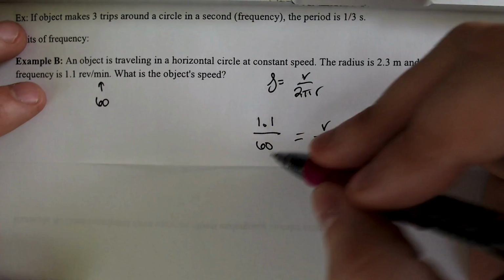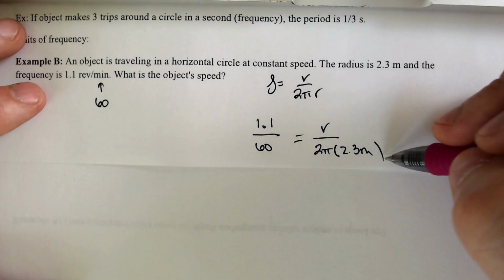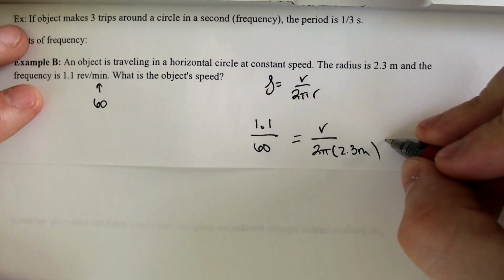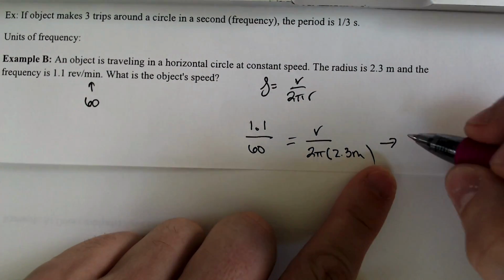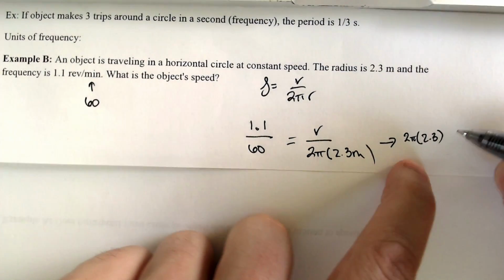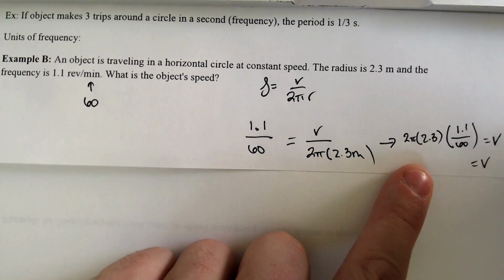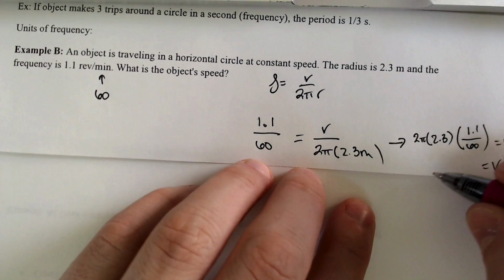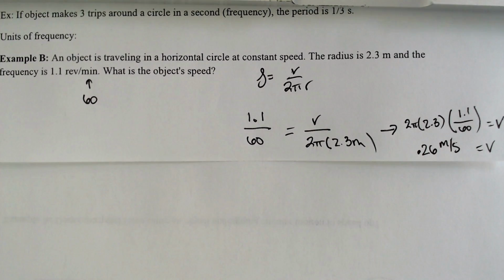Then you just cross multiply, or multiply both sides by 2 pi times 2.3. When you do that, you find your velocity equals 2 pi times 2.3 times 1.1 over 60, and that would indicate your velocity is 0.26 meters per second. Okay? So I told you the math was pretty easy on it. The concept is difficult to understand, but the math is pretty easy, as I said in the last video.